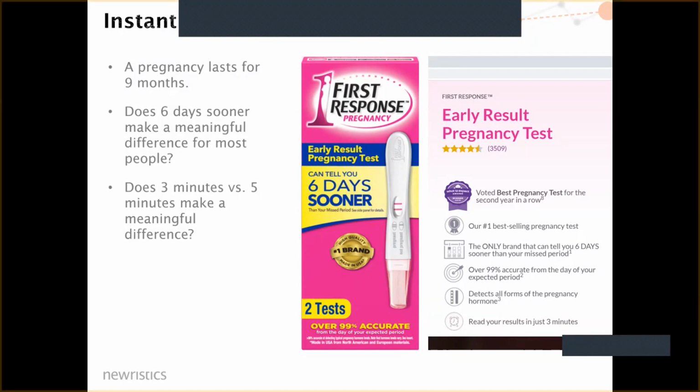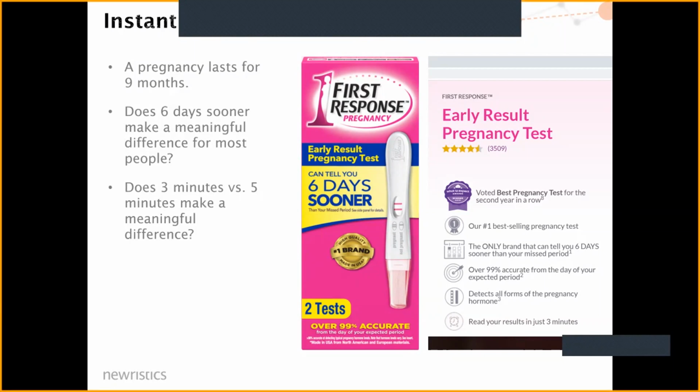So again, and this is all subjective, so different people can have different opinions, but for most people, 6 days sooner, is that really a meaningful benefit or difference given a pregnancy will last 9 months? Getting results in 3 minutes when you have waited for 3 months or whatever it is, is that a meaningful difference? And you could argue not so much, but they just grab your attention.